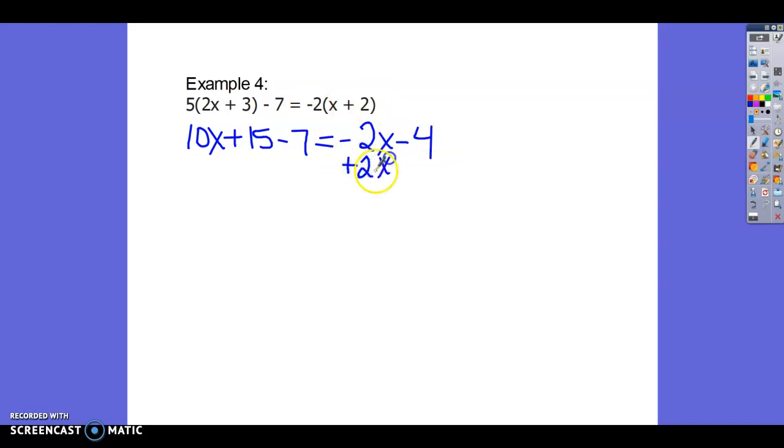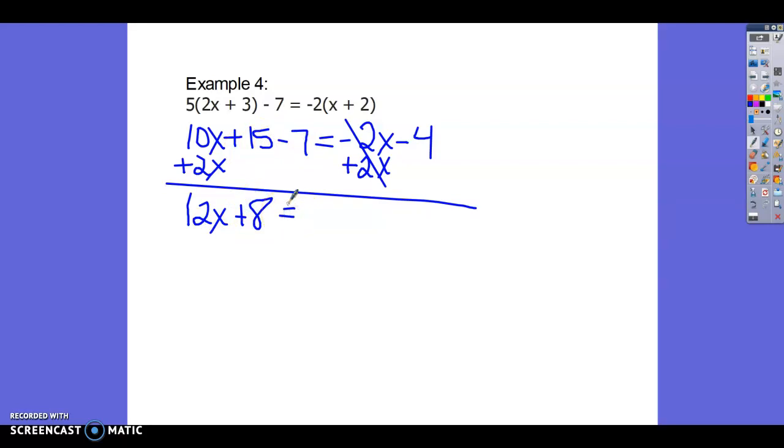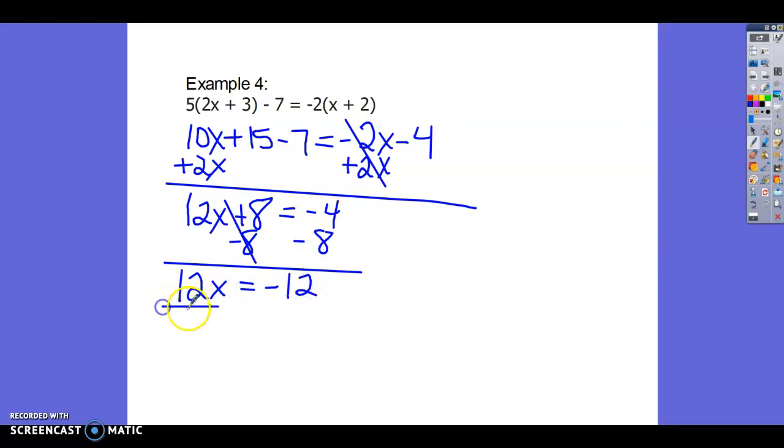We want to get our variables on the same side, so we're going to add 2x to both sides. It doesn't matter which way you add. If you want to subtract 10, you can. I like to try to keep my variables positive, just easier not to lose signs if you're working with a positive. So you got 10 plus 2 is 12x, and 15 minus 7 is plus 8, equals negative 4. Subtract 8. So we got 12x equals negative 12. Divide by 12. X equals negative 1 again.